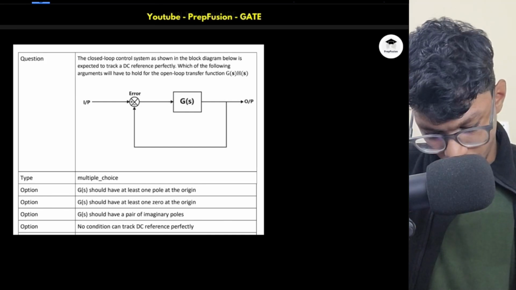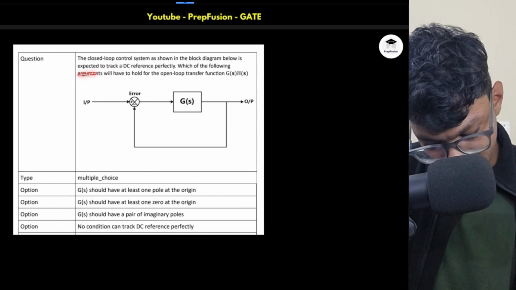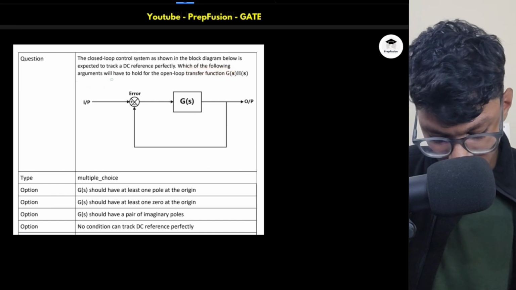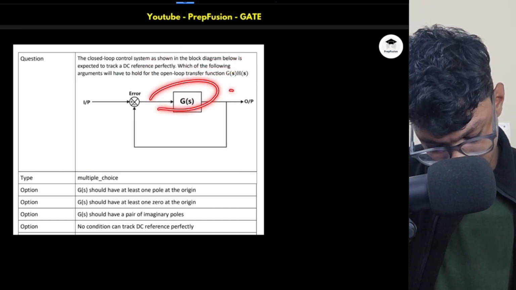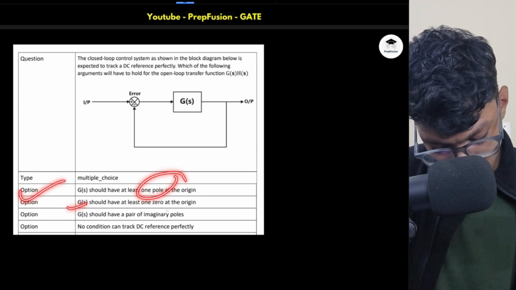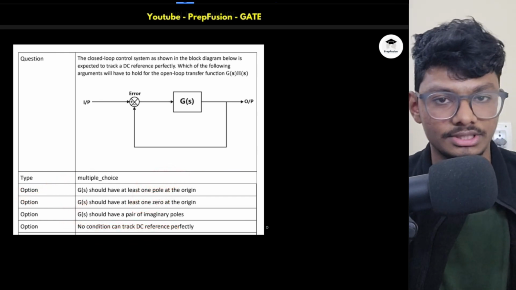Let's solve this question. The closed loop control system as shown in the block diagram below is expected to track a DC reference perfectly. Which of the following arguments will have to hold for the open loop transfer function G of H of s or G of s as here? It should have at least one pole at the origin, it should have at least one zero at the origin, should have a pair of imaginary poles, or no condition to track the DC perfectly.